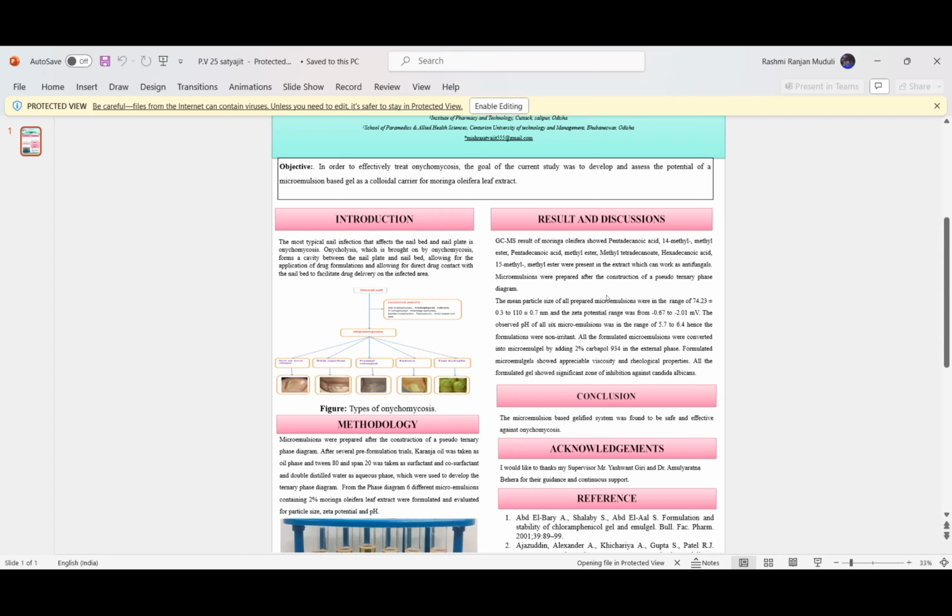All the formulated microemulsions were converted into microgels by adding 2% Carbopol. Carbopol 934 is a gelling agent, added in the external phase. The formulated microemulsion gels showed applicable viscosity and rheological properties. All the formulated gels showed significant inhibition against Candida albicans. In conclusion, the microemulsion-based gelled system was found to be safe and effective against onychomycosis. I would like to thank my supervisor, Mr. Yashwant Giri, and Dr. Amulya Ratna Behera for their guidance.